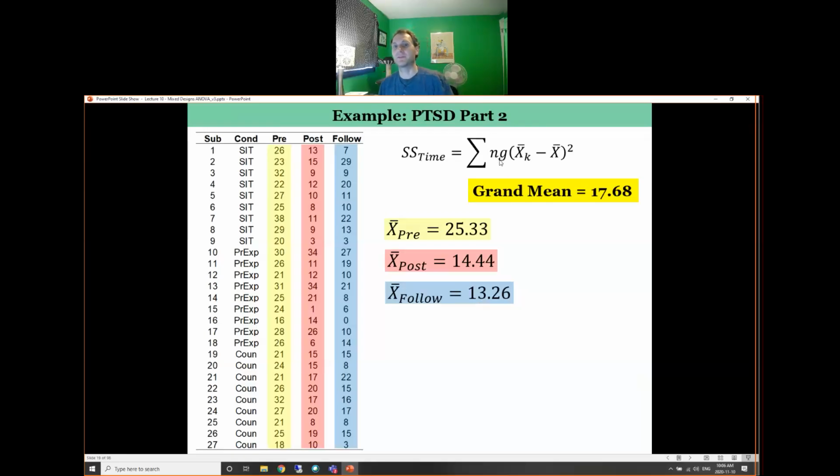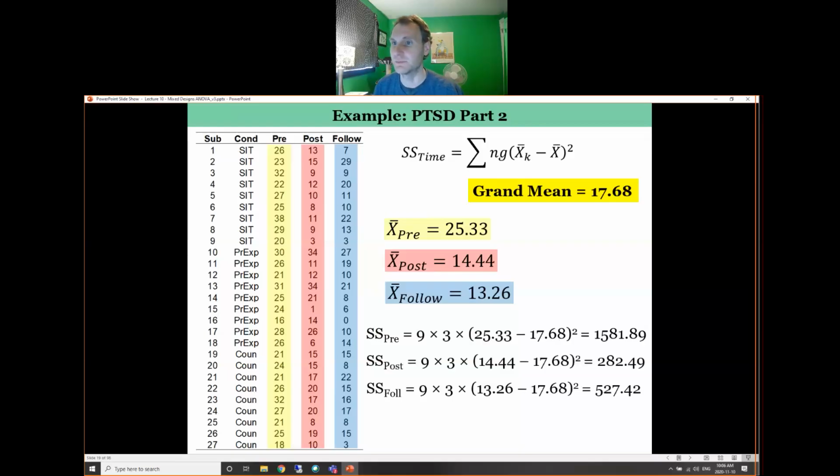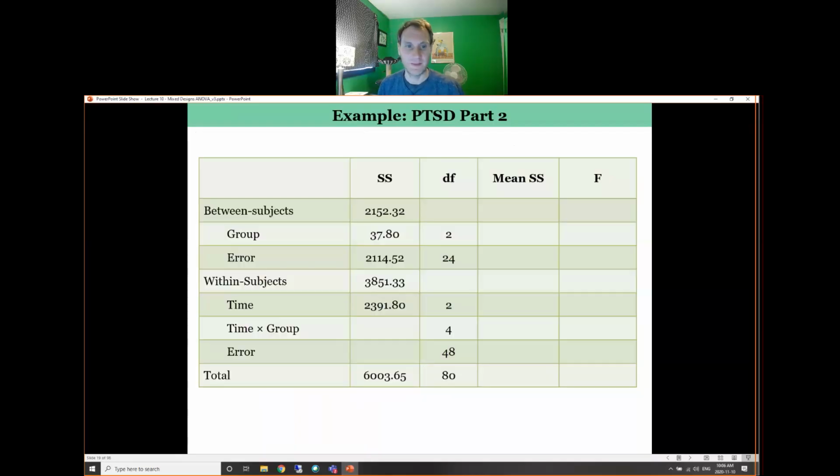And remember, we have to compute that deviation and square it, but then we have to weight it by the number of observations. So in this case, it's n, 9 people per group, times 3 groups, n times g. So we have 9 times 3 times the deviation. I can do that for each of my observation periods, take the sum, and that is my sums of squares for time. In this case, 2,391.80.